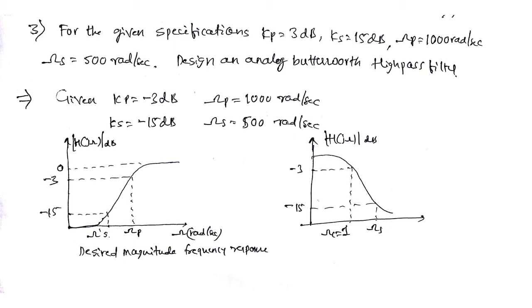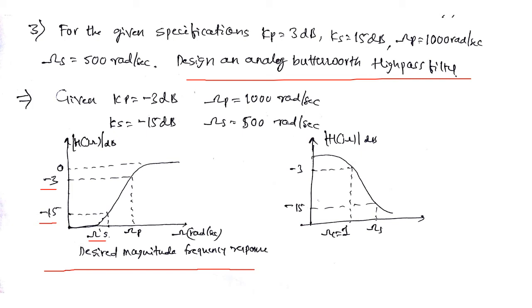Let us take one more example. For the given specifications, Kp is 3 dB, Ks is 15 dB, omega p is 1000 radians per second, omega s is 500 radians per second. Design an analog Butterworth high pass filter. Let us draw the frequency response of the high pass filter, which looks like this. Mention all the values. Kp is minus 3 dB, Ks value is given as minus 15 dB, stop band frequency omega s is given, that is 500 radians per second, and omega p value is given, that is 1000 radians per second.